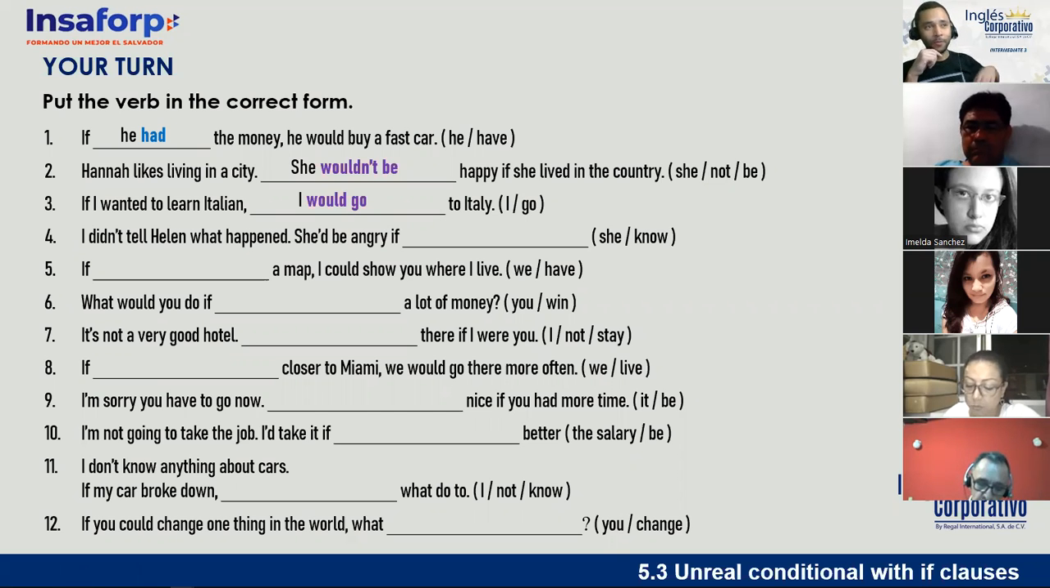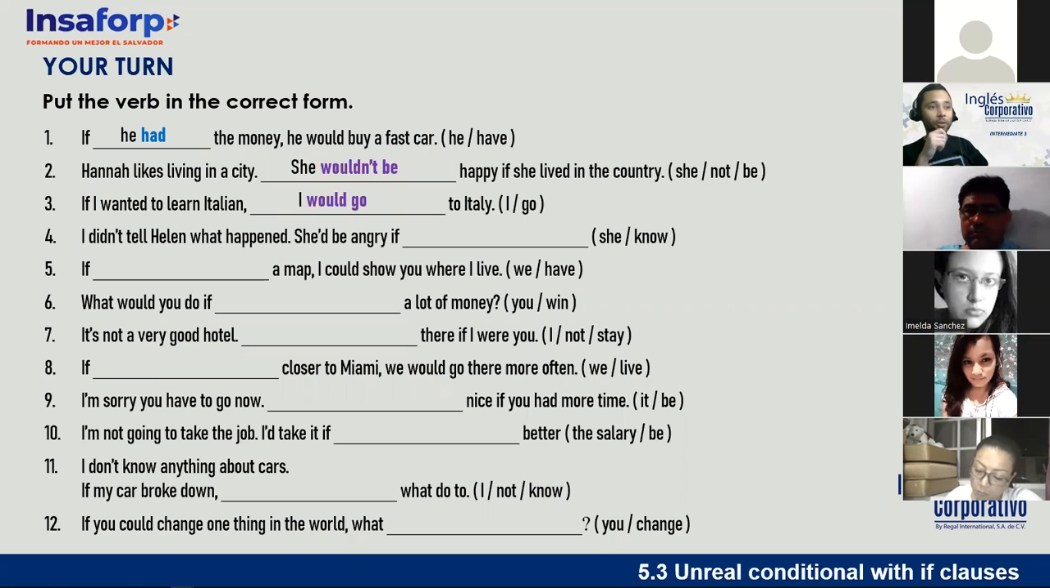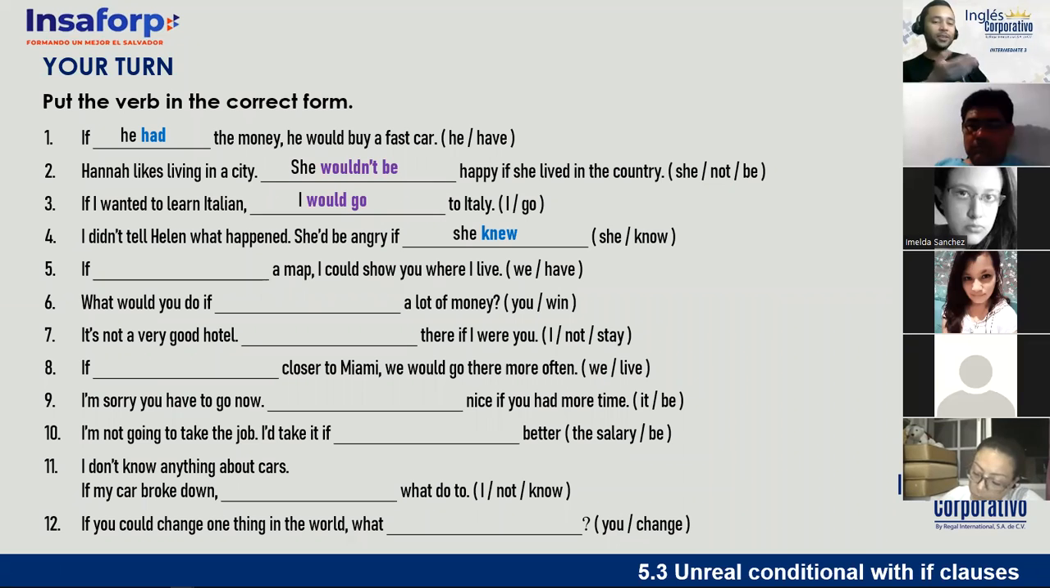What about number four? Who wants to try? Francisco. If I didn't tell Helen what happened, you'd be angry if she knew. Mm-hmm. She'd be angry if she knew. Okay, estaría molesta si supiera. So if I didn't tell Helen what happened, she'd be angry if she knew. Good. Thank you, Francisco. That's very nice. What about number five?